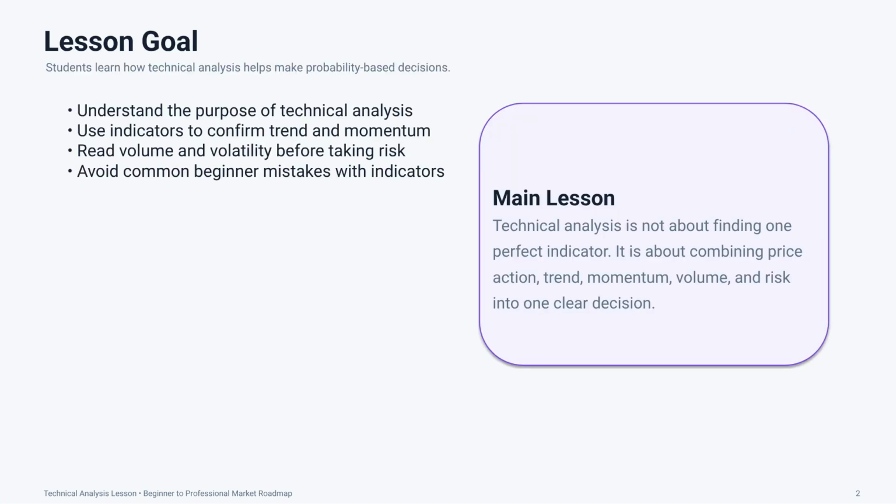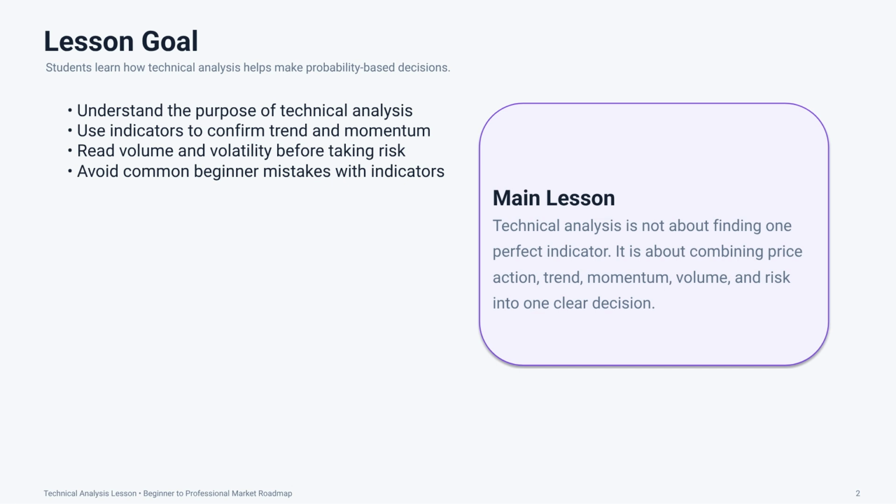Now, let's talk about the lesson goal. By the end of this lesson, students should understand how technical analysis helps traders make probability-based decisions. That is very important. Technical analysis does not guarantee that every trade will win. Instead, it helps us improve our odds by reading the chart correctly.